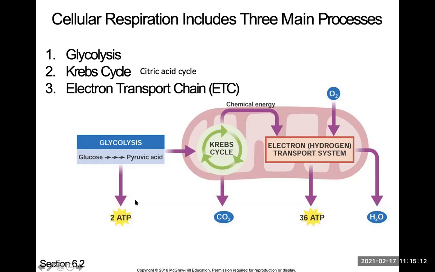So we have glycolysis giving you about 2 ATP, Krebs cycle, 2 ATP. Most of the energy is coming from here, electron transport chain. So we're going to basically zoom in on these processes and look at what's happening in each step.